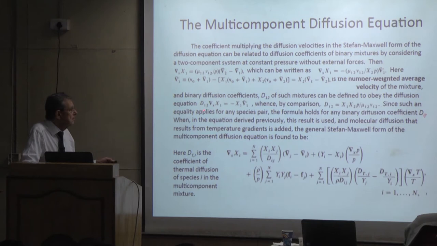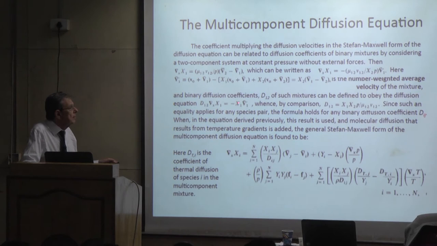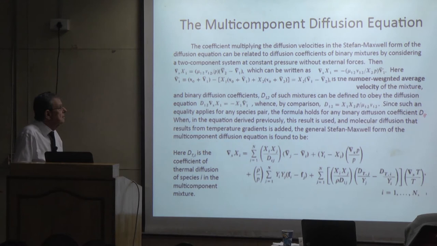As I say, this is equivalent to having the mass fraction diffusion velocity with respect to the mass weighted average velocity and the same coefficient with a gradient of the mass fraction of the species. So these are two equivalent forms of Fick's law. This is the number weighted average form for a binary mixture. The other is the mass weighted average form.